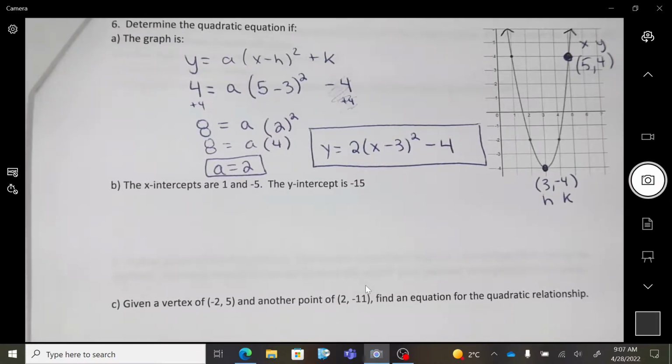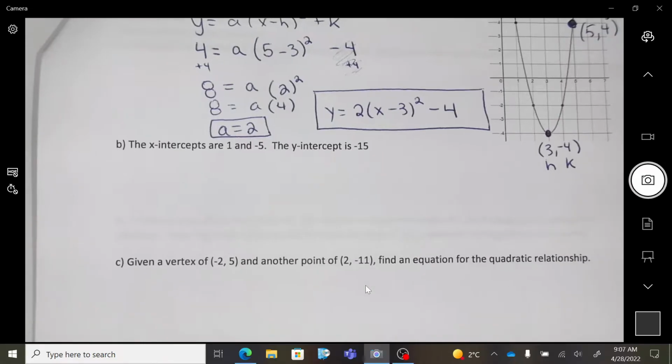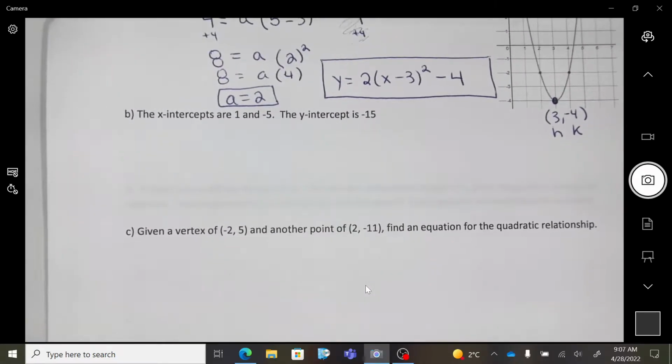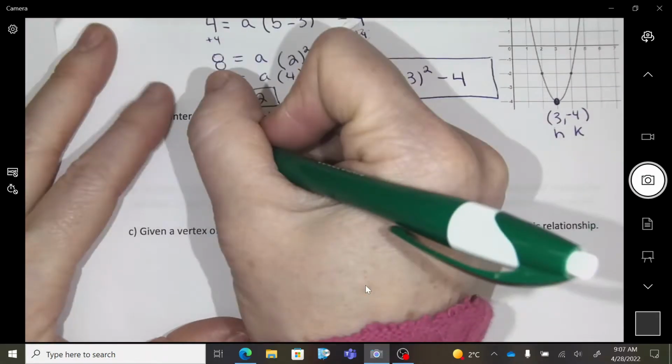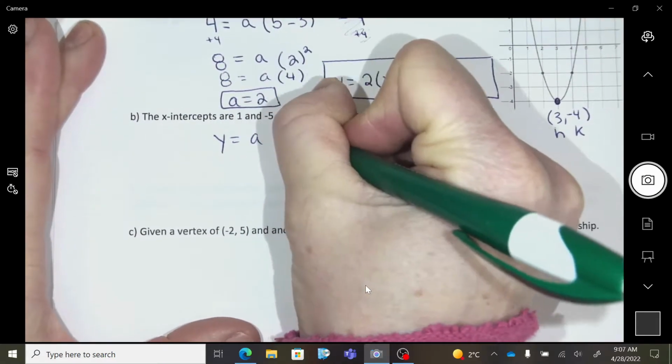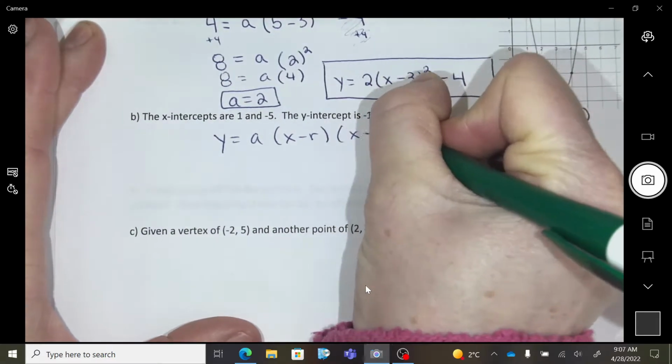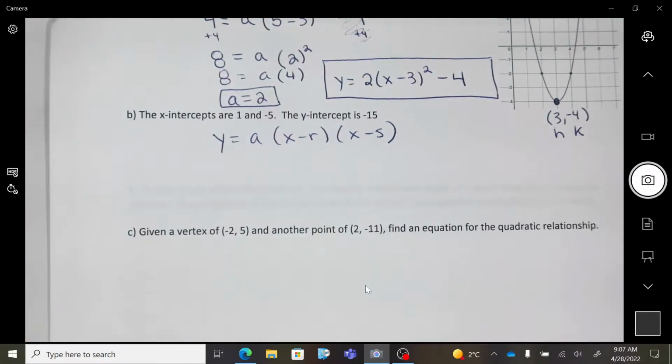Okay, the X-intercepts are given. So this time I'm going to use the other equation on my formula sheet. So this is the equation I'm looking at that is on your formula sheet.